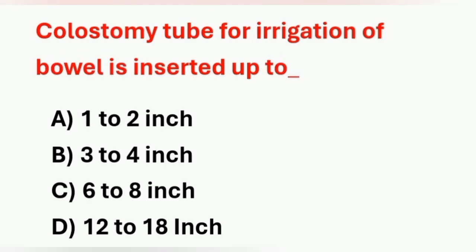Move on to the next question. Colostomy tube for irrigation of bowel is inserted up to. Options. Option A, 1 to 2 inch. Option B, 3 to 4 inch. Option C, 6 to 8 inch. Option D, 12 to 18 inch.